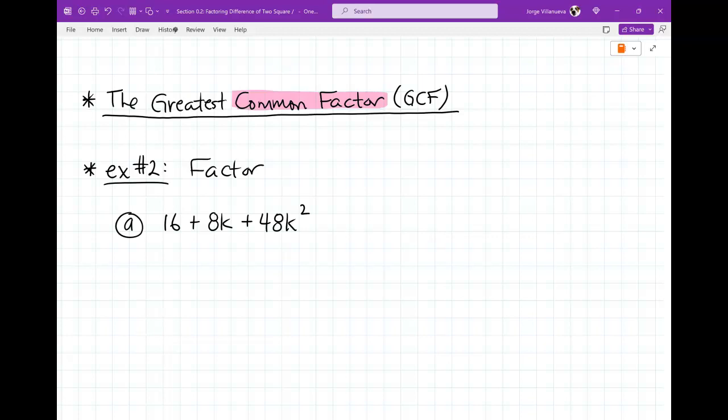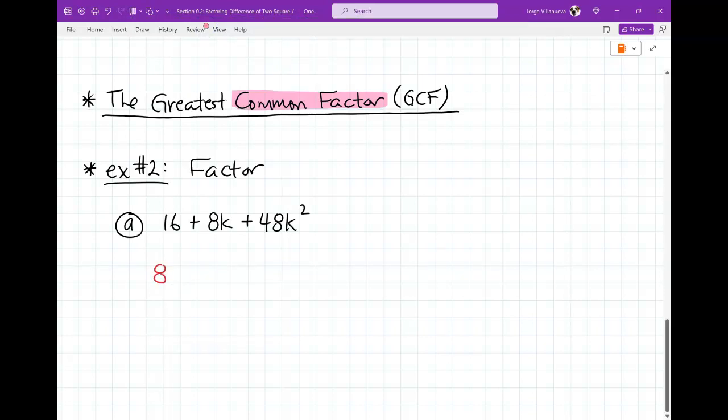Okay, some people like to rewrite this, and I'm okay if you want to put the k squared in the front. That's completely up to you. But we're just going to take out a common factor. So think of the numbers 16, 8, and 48. What number divides 16, 8, and 48? 8. All right, so let me take out an 8.